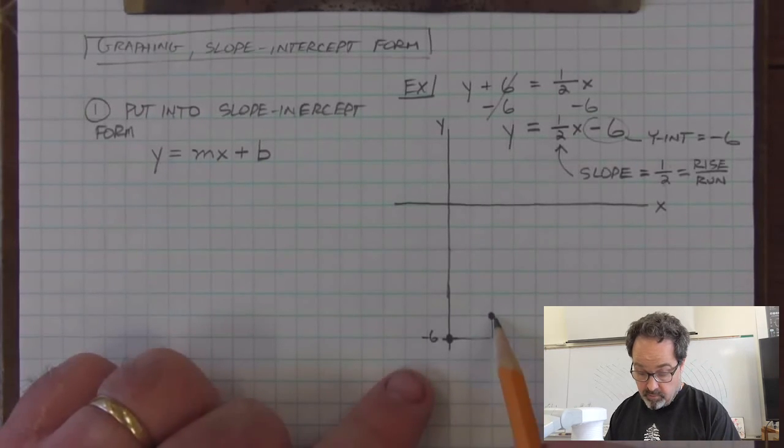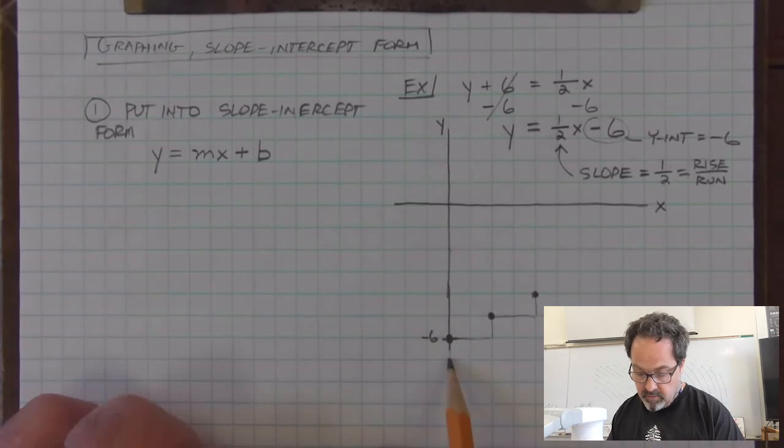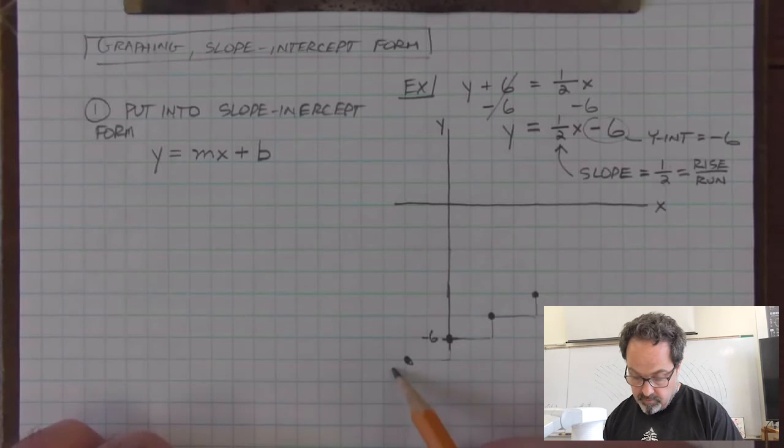From this point, I could run 2 and rise 1 again to get another point. I could also go backwards. If I go backwards, I need to go down 1 and to the left 2 in order to get another point with a rise of 1 and a run of 2. I have several points. I can complete my line by connecting them together.